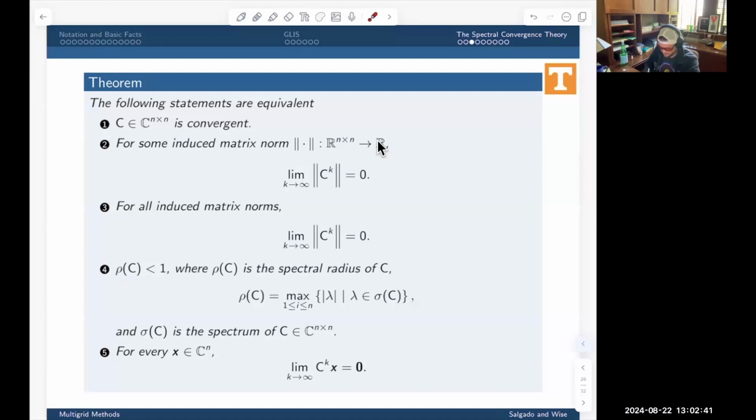And then the final equivalence is that if we take the limit as k goes to infinity of C^k applied to x, where x is any vector, then we should find the limit is 0.